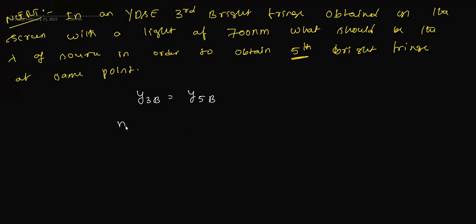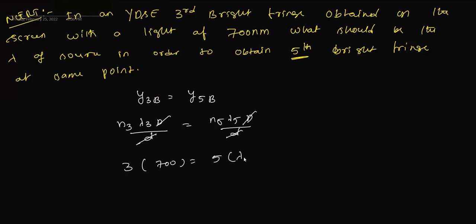n lambda D by d. So n3 lambda 3 D by d equals n5 lambda 5 D by d. So this D by d will get cancelled. Lambda 3 value, how much did they tell you for the third bright fringe? Corresponding to 700 nanometers. So 3 into 700 is equal to 5 into lambda 5, for the fifth bright fringe.